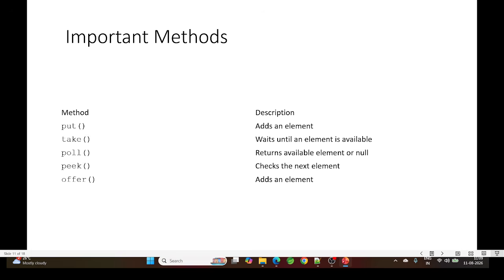Delay queue provides the standard blocking queue methods. The most important method is take. Take waits until an element's delay has expired. Poll, on the other hand, does not wait for the future delay. It returns an available element or null.